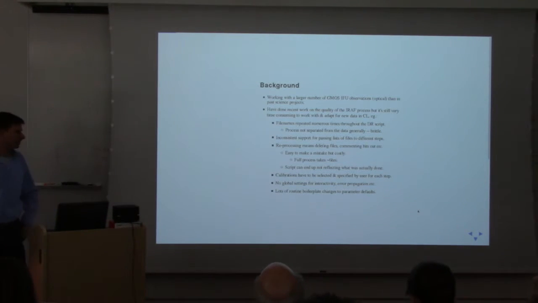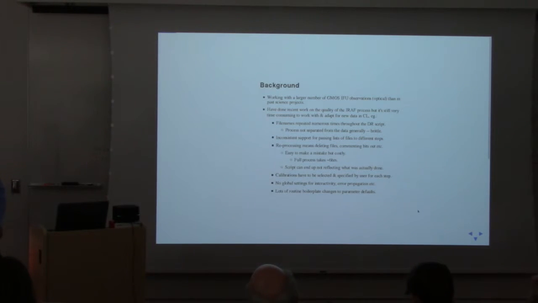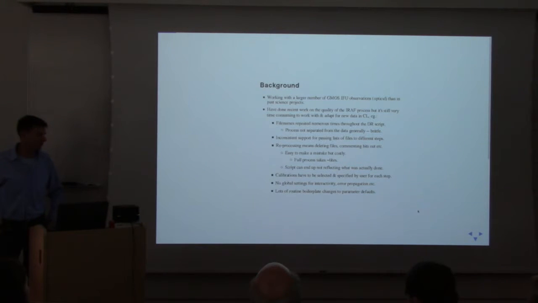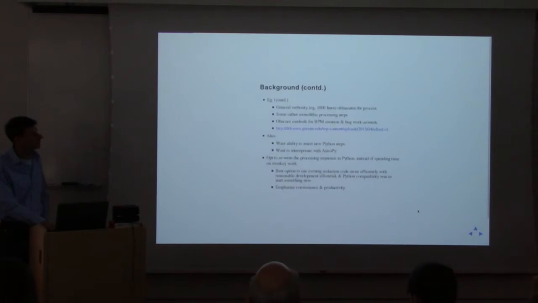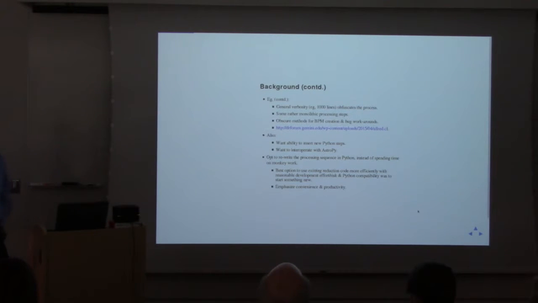If you want to switch whether the reduction's interactive or not while you're still getting it right, you have to do that separately for every step. Same for whether you want to propagate errors. There tends to be a lot of boilerplate code overriding parameters so that they're more suitable for the IFU rather than long slit spectroscopy, things like that. The whole thing tends to be quite verbose, so I end up with a 1,000-line CL script where you can't quite see what the description of the process is at the top level. Some of the processing steps are quite monolithic, and there are some obscure workarounds in there.